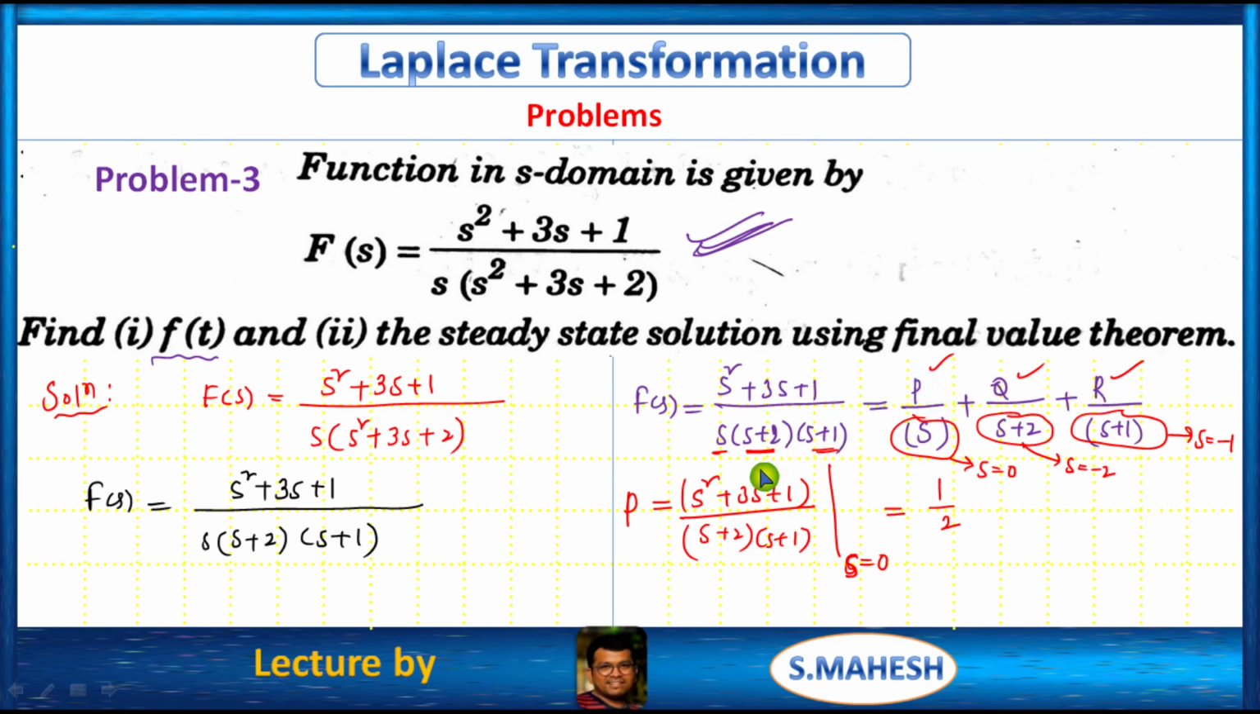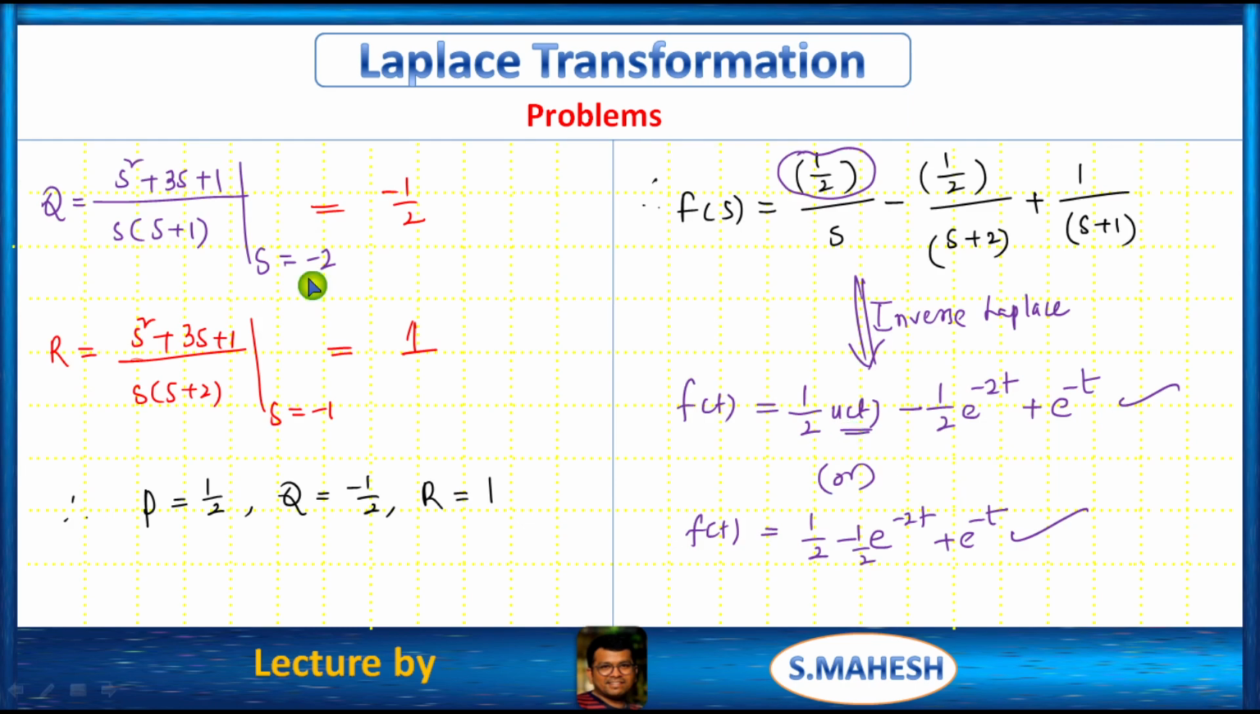To get the value of P, we don't have s in that term of the equation, so when s is equal to 0 we can get the value of P. Like that, to get the next constant, we use s equal to minus 2, since we don't have the representation of (s plus 2) in the equation. That's why we have (s squared plus 3s plus 1) by s into (s plus 1). Like that, to get the value of R, we don't have (s plus 1) in this equation, but we get the value of R when s is equal to minus 1. So this is the analysis of the partial fraction method.